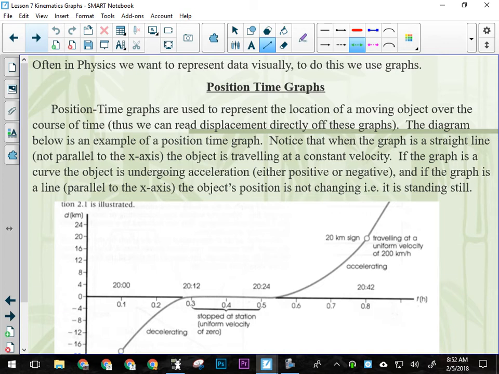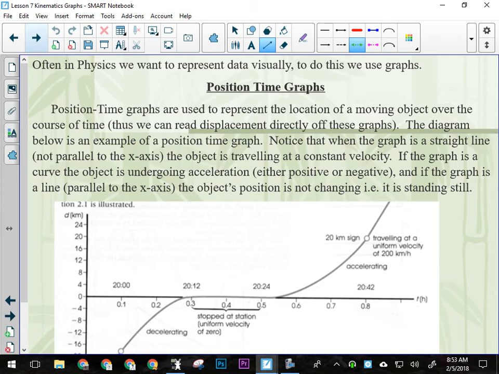So we'll start out with position versus time graphs. Okay, position versus time graphs tell me where an object is at various points in time. Okay, what its position is as a function of time. That can allow me to calculate a few things. If I know where an object is and where it has been, can I find out how far it has traveled? Okay, so I can calculate distance.